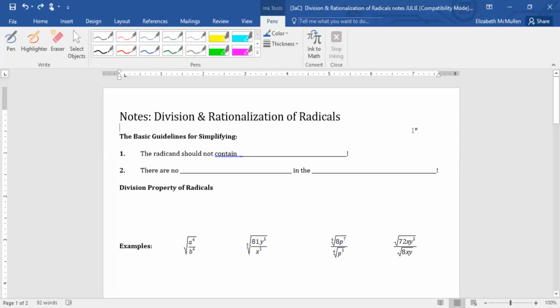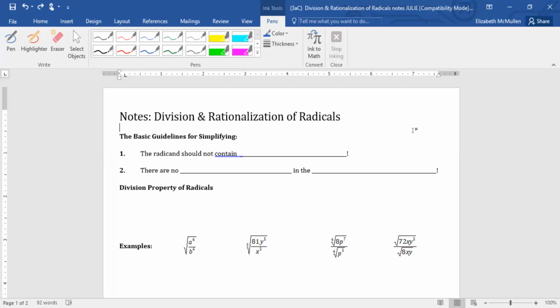All right, so today we're working on the division and rationalization of radicals. All right, let's look at a couple of basic guidelines for simplifying radicals. Basically, what we're working today is instead of multiplying numbers with radicals in them or adding them or subtracting them like we've all done before, now we're working with division, which means we're working with radicals and fractions. All right, don't panic. This is easier than it sounds.